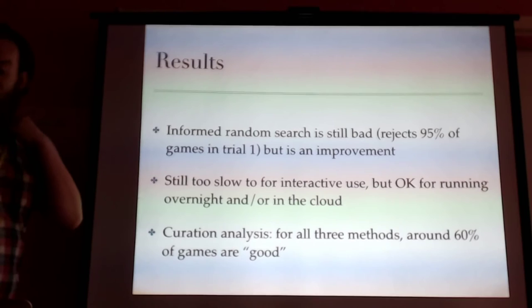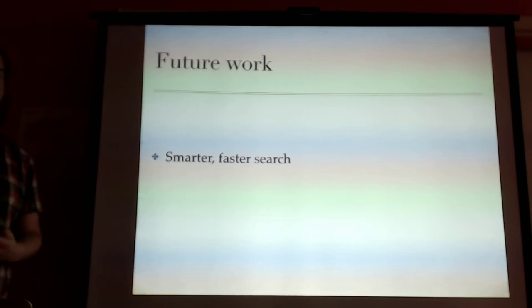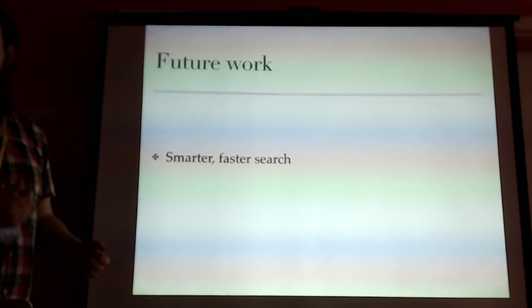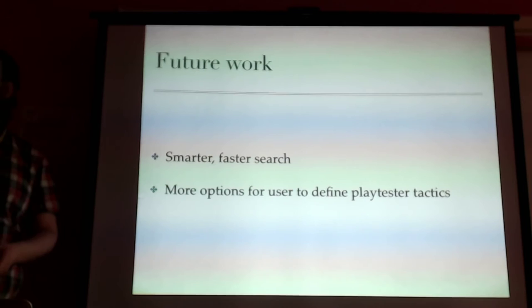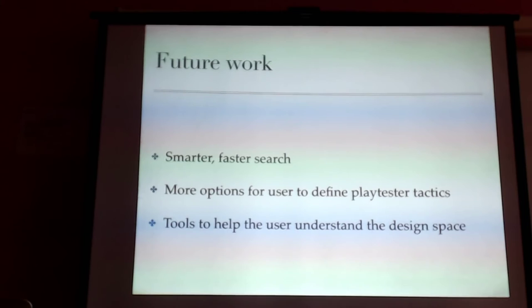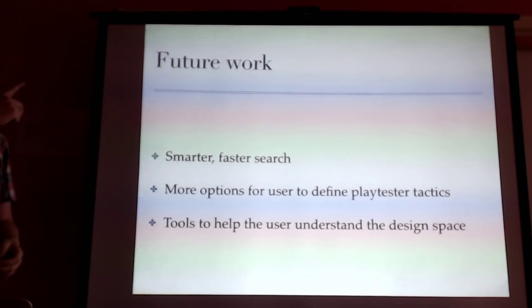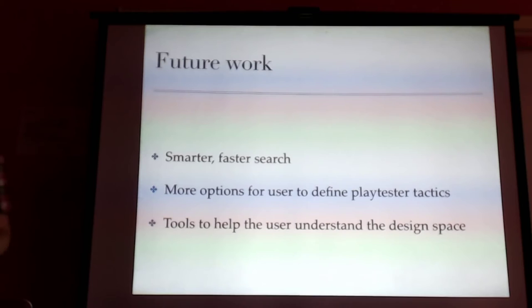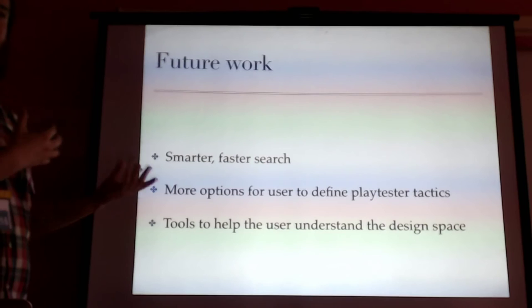So just quickly, future work for this project. We're going to look at better search methods, so hill climbing and evolutionary methods and that kind of stuff. More options for the user to change how the search is working and how the playtest is working. And again, this is studied a bit in the paper, plotting graphs of how the difficulty varies with the parameter variations. So saying, if you tweak this parameter up, then that will make the game harder. But if you tweak it too much, then there's a kind of bell curve and it makes it easier again. So providing that kind of information to the user is something that we can do quite easily with automated playtesting.